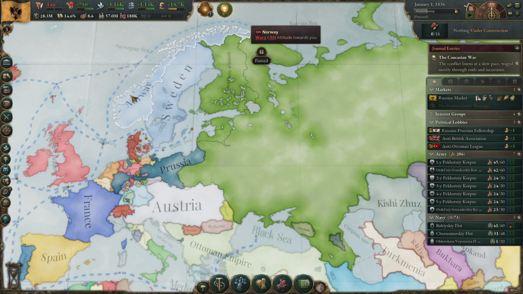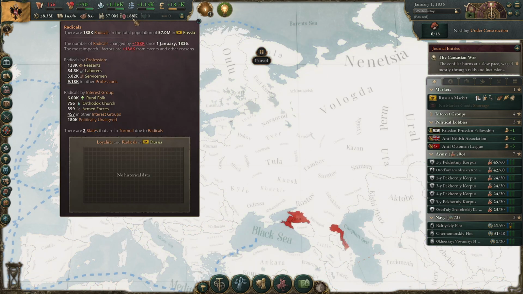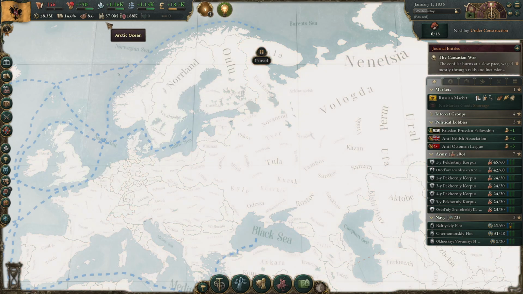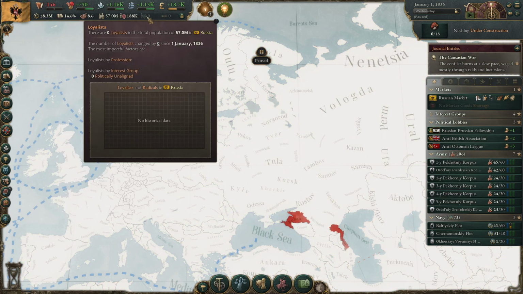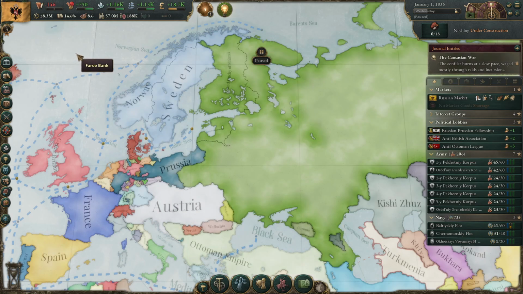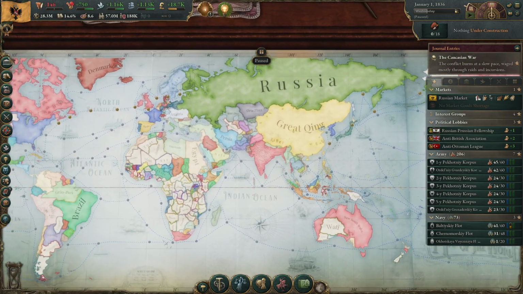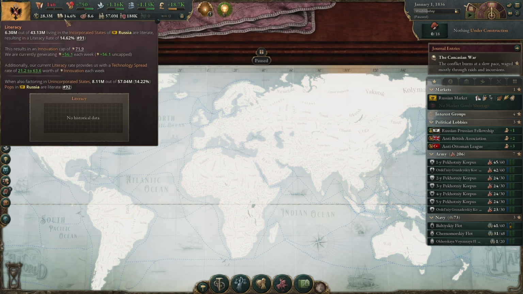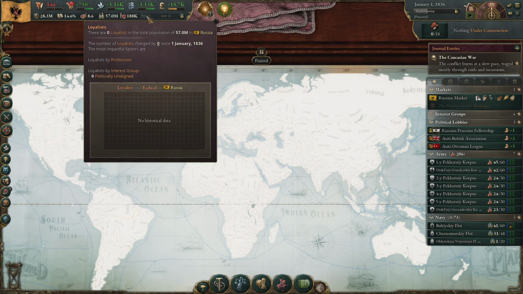Today I will talk about radicals, loyalists, and standard of living. This is a basic concept in the game that I think a lot of people don't really understand, because it doesn't really work the way it works in real life. So let's first talk about how loyalists, standard of living and all of this work in real life.